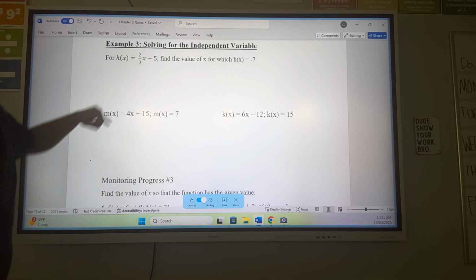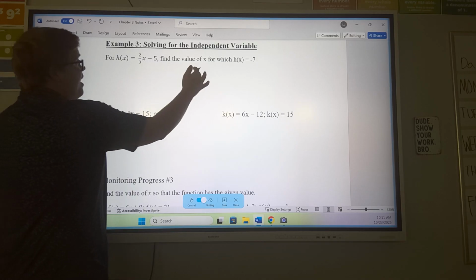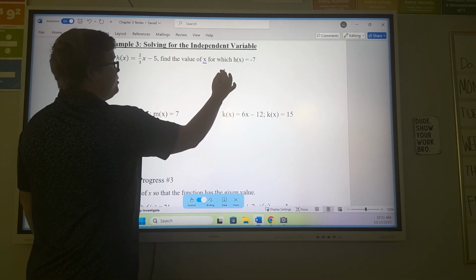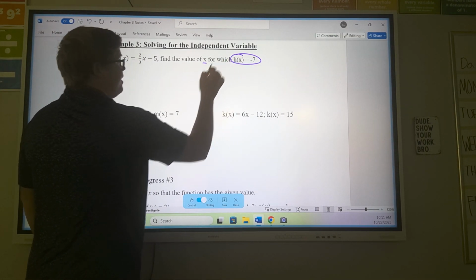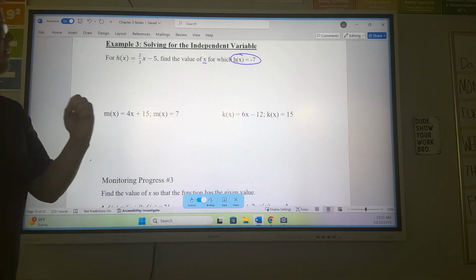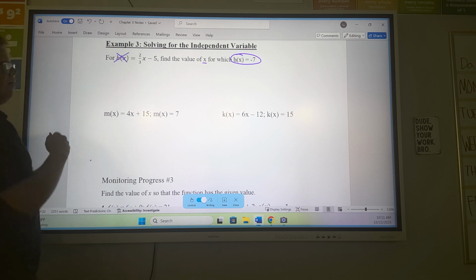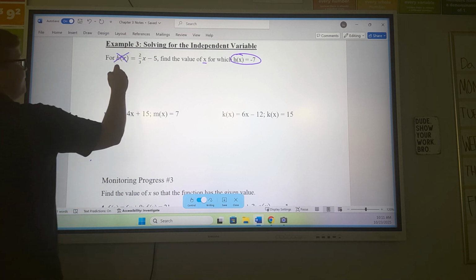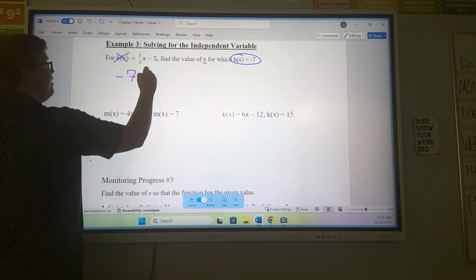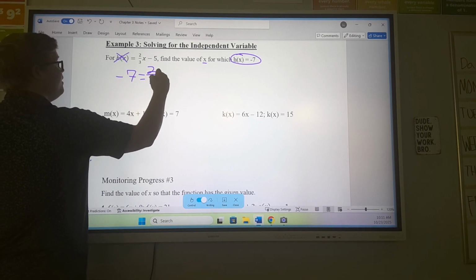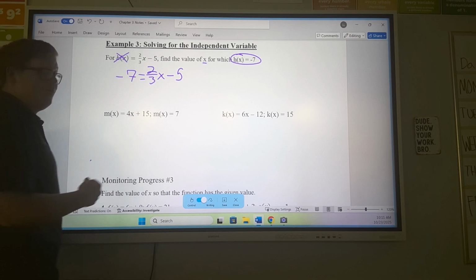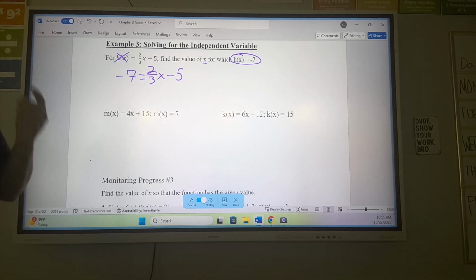Now another way to look at this is it tells us to find the value of x for which h of x is -7. That means we are replacing the entire h of x with -7. So we are getting this out of here, and we are putting -7 in its place. So -7 equals 2/3 x minus 5. Now all we have to do is solve it like a normal linear equation.